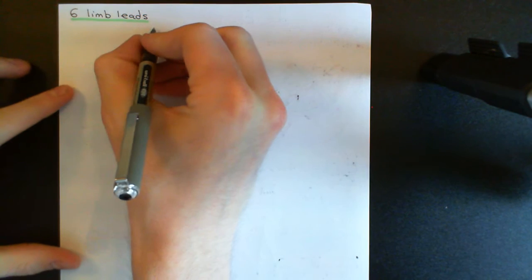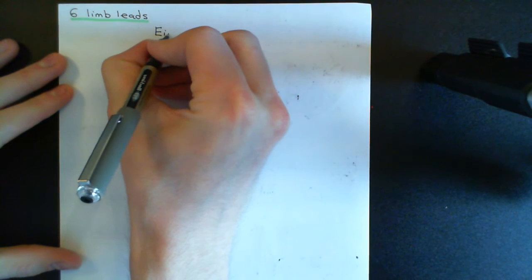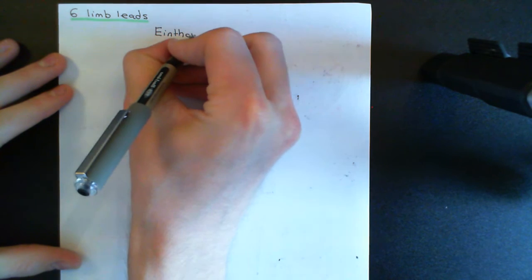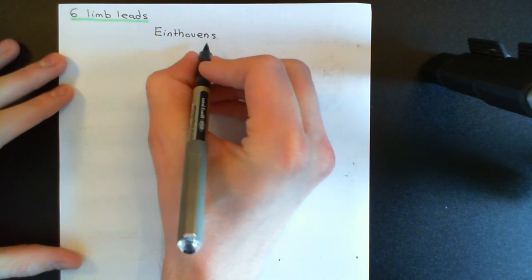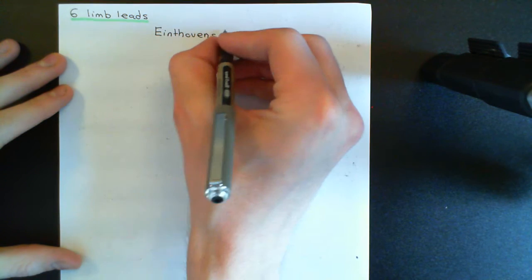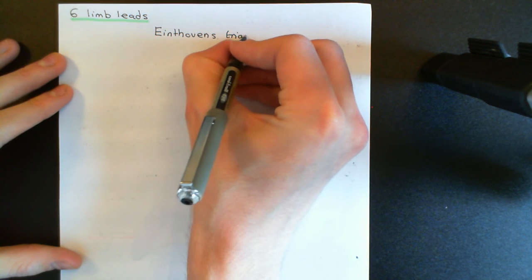Okay, right. So, what 6 combinations are we going to use? Well, these are best remembered using a triangle called Einthoven's triangle. Einthoven's triangle draws basically on the chest wall the 6 limb electrodes. So this is going to be called Einthoven's triangle.